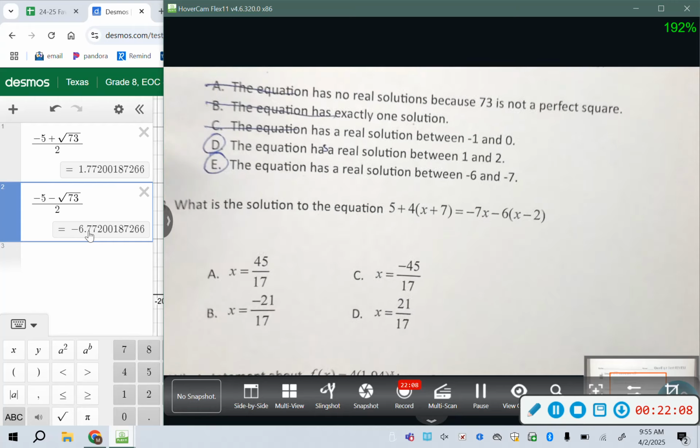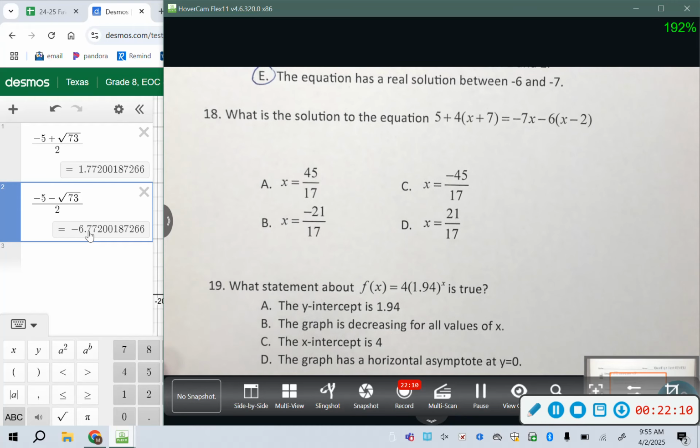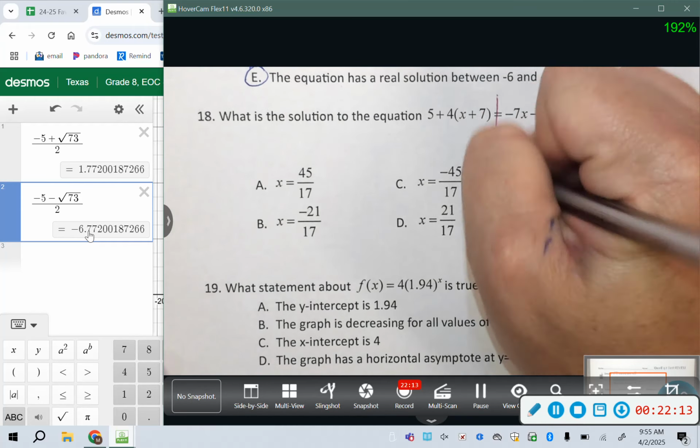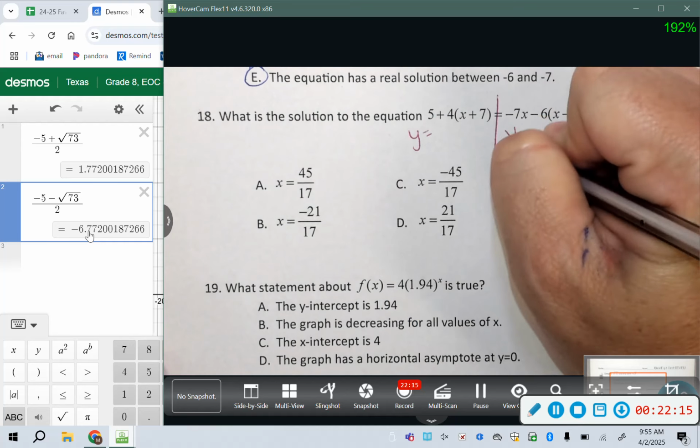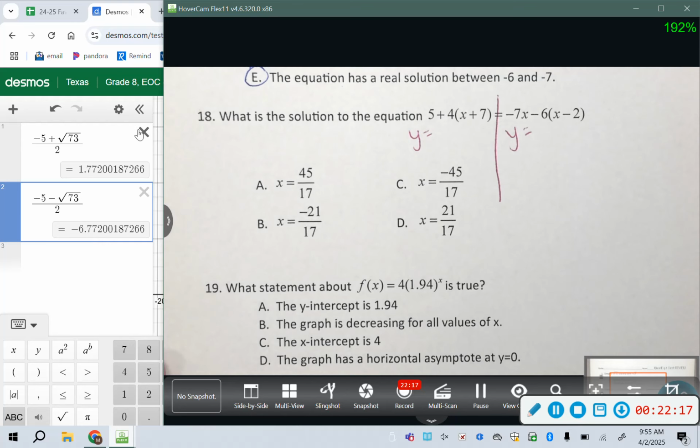Okay, let's look at number 18. 18 says, what is the solution to the equation? And it gives me this. Well, we can use a calculator. Y equals, see where they touch. So let's type it.